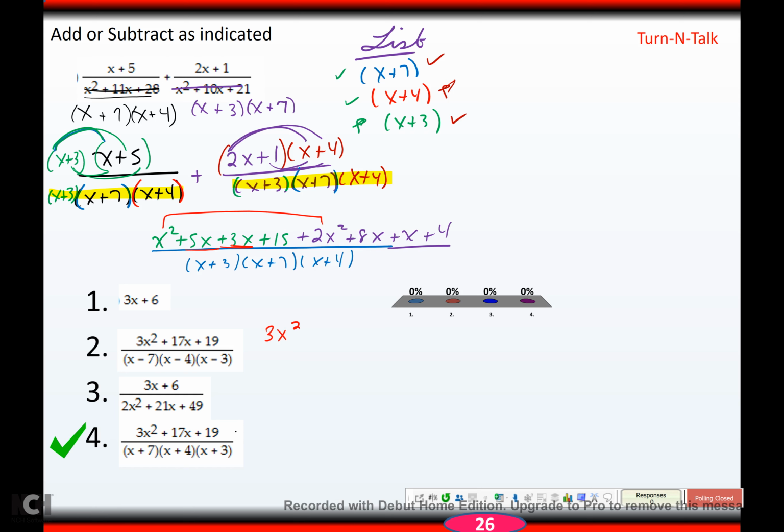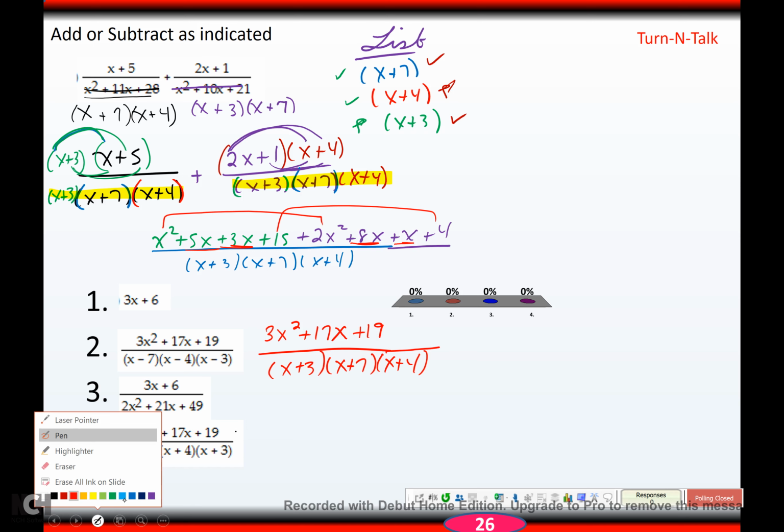5x plus 3x is 8x, plus 8x is 16x, plus x is 17x. And 15 plus 4 is 19, all over x plus 3 times x plus 7 times x plus 4. And again, we're done, but the only reason I know that is because the answer's staring at me and I have the check mark there. Remember, you should try and factor and cancel.